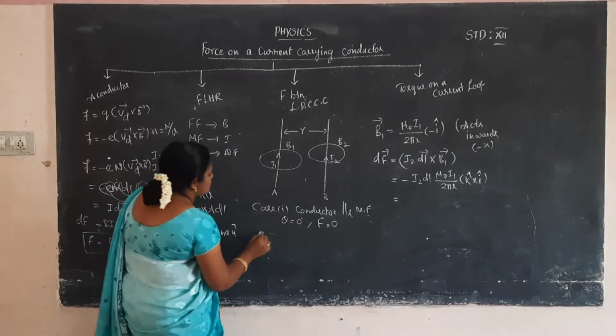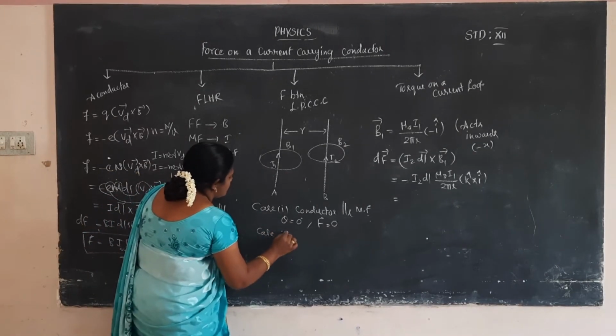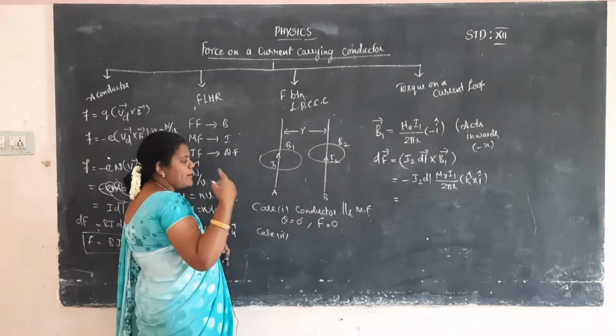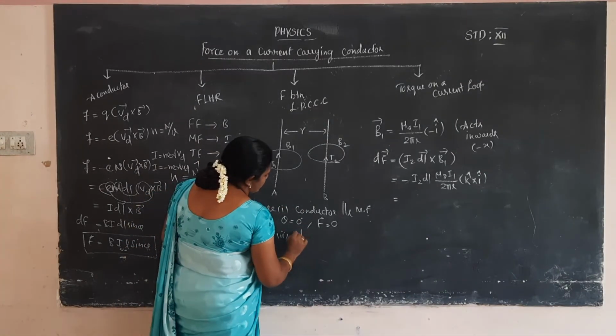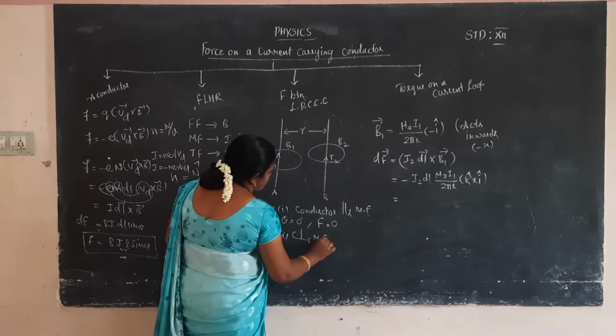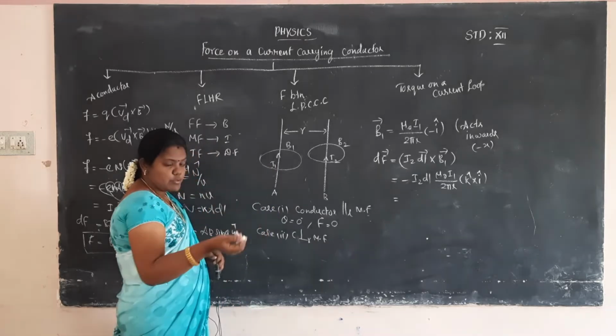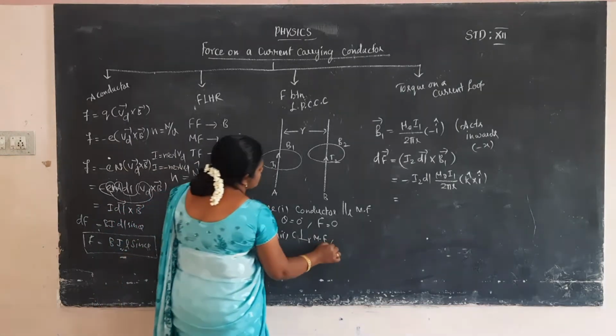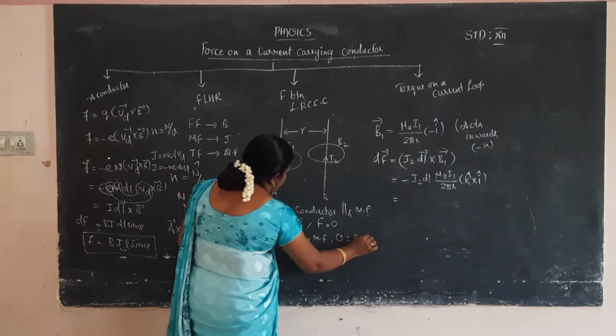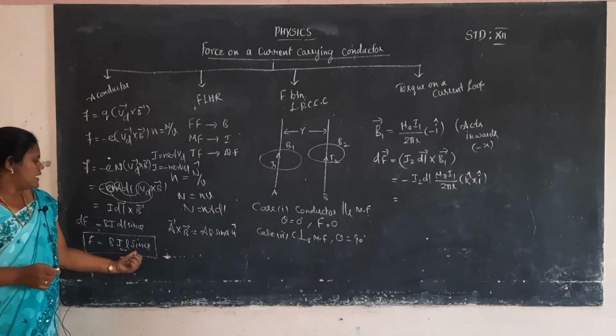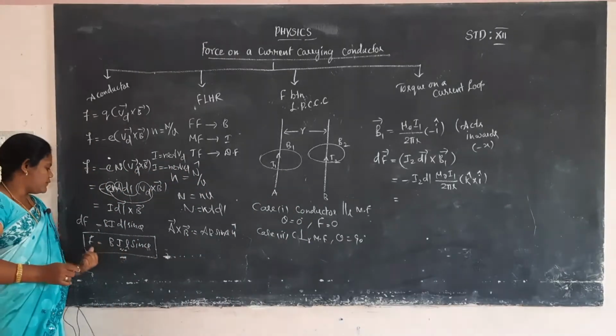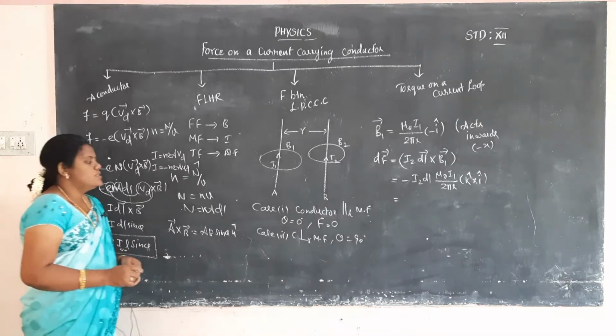And case 2 is when the conductor is perpendicular to the magnetic field. So theta value is 90, and sin 90 is 1. So F is equal to BIL.